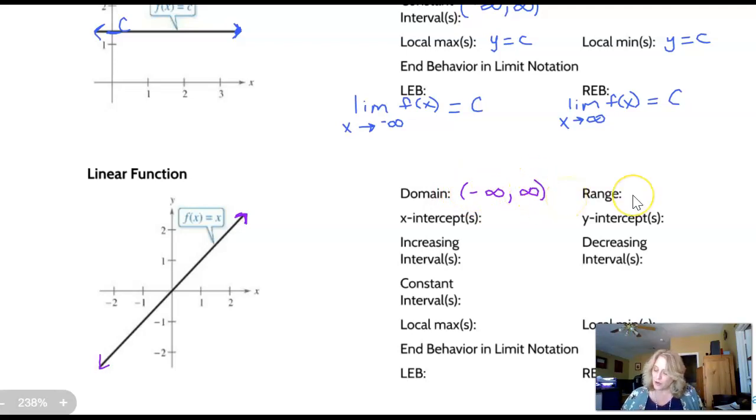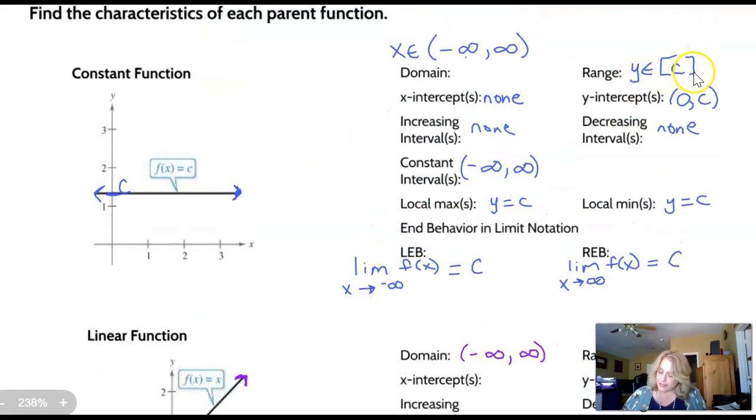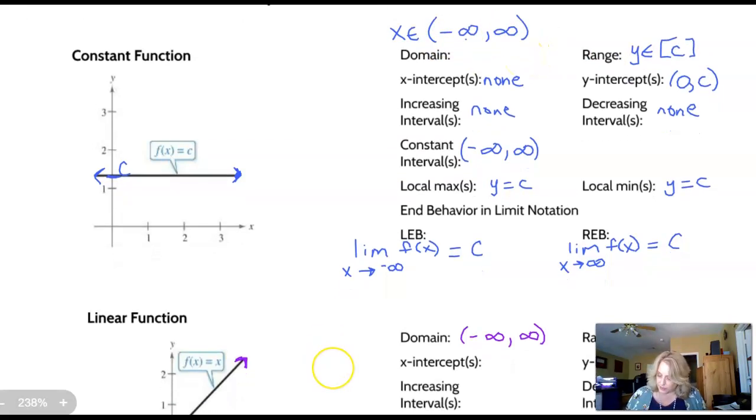And then one thing I want to point out up here, when I named that as C, notice I used brackets here because C was included. It was actually on the graph. Where here, you can't include infinity, so it's always in parentheses.